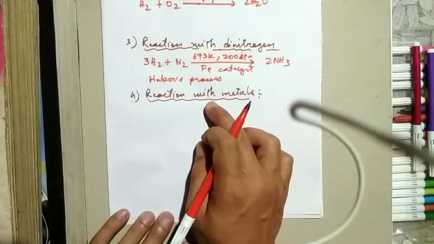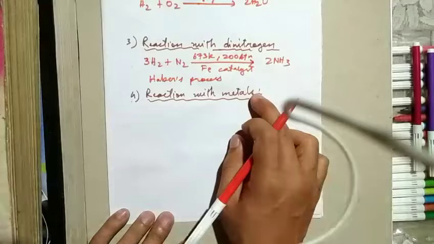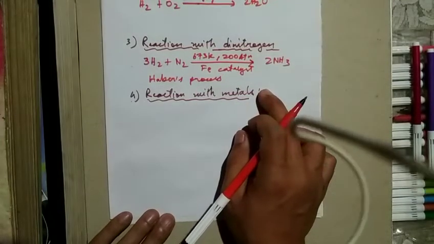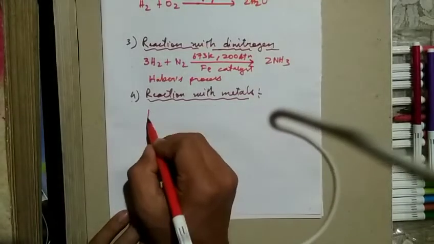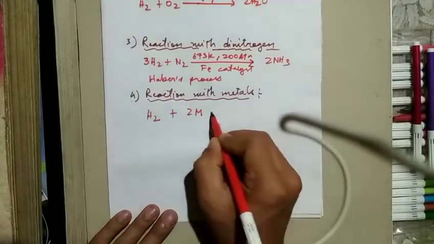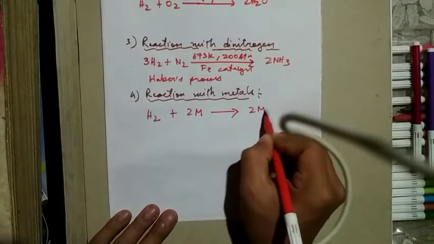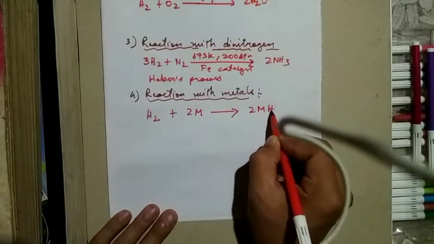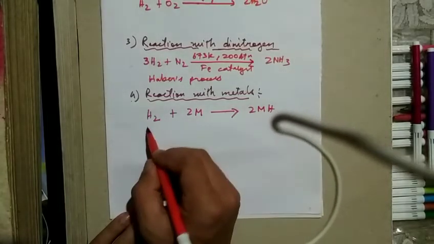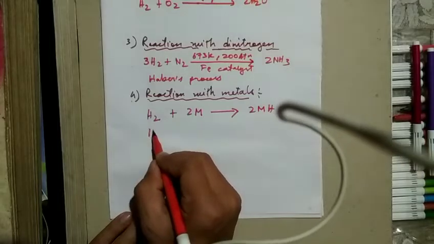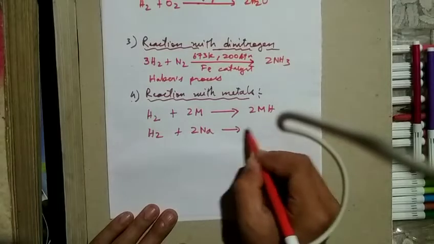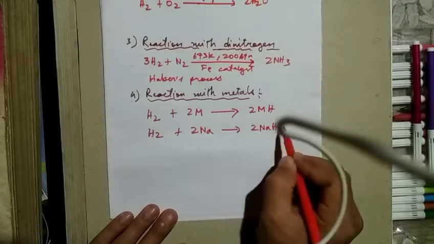Now reaction with metals. Hydrogen reacts with metals at high temperature to give hydrides. H2 plus 2M gives 2MH, where M stands for metal, so this is a metal hydride. Let's see an example: H2 plus 2Na gives sodium hydride.